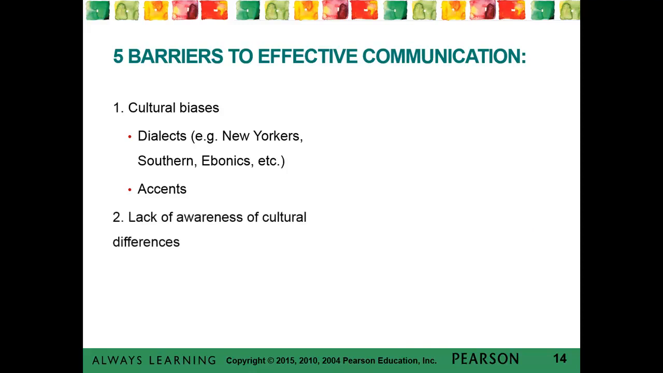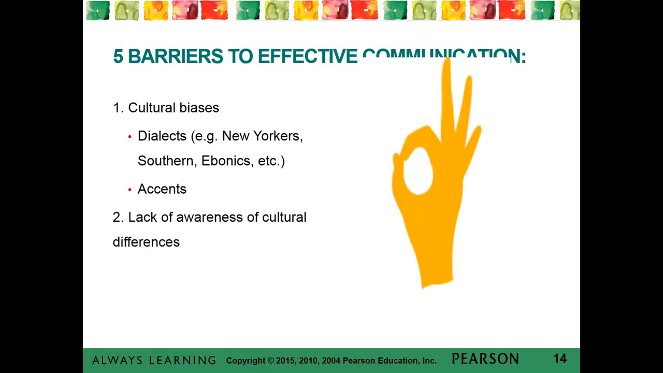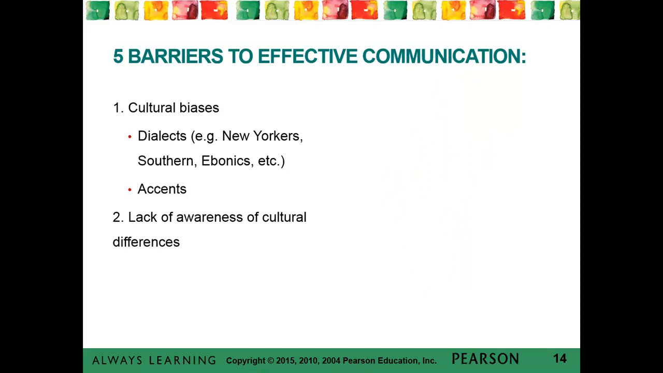The author goes on to tell us that we need to be aware of another barrier, and that is a lack of awareness of cultural differences. He says that if you're communicating with someone from a different culture, the two of you may interpret the same symbol differently. So the OK symbol, for example, means one thing to us, but for other cultures, it means something totally different. And we need to be aware that the lack of awareness can be a barrier to effective communication.